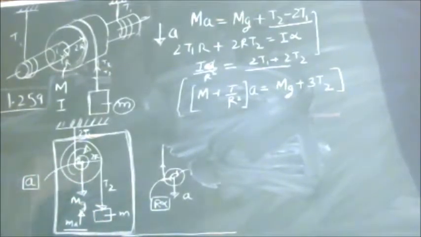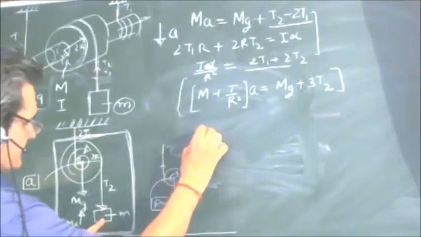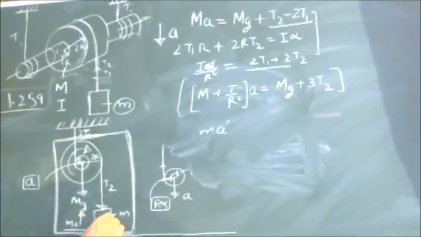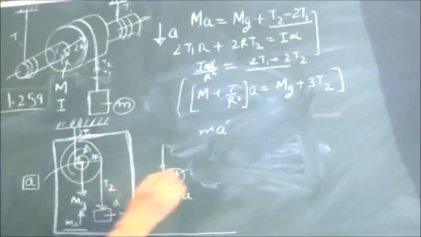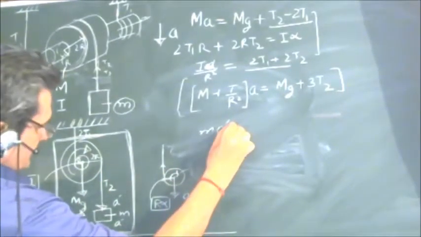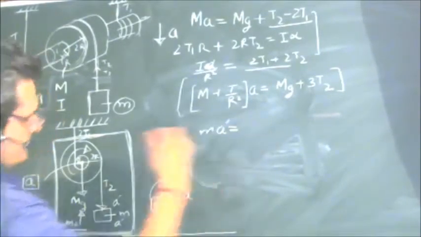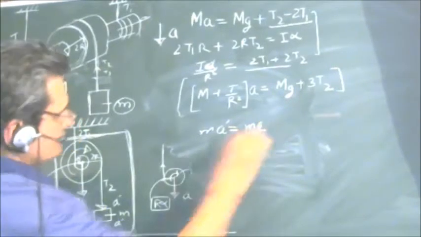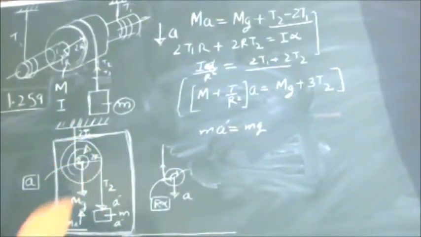So if we write the equation for this mass, we can write m a dash. A dash is the acceleration of mass m in this frame, not the absolute acceleration. It is the acceleration in this frame only. So a dash is the acceleration in this frame. m a dash is equal to, what are the downward forces? mg. No other downward force. What is the upward force?